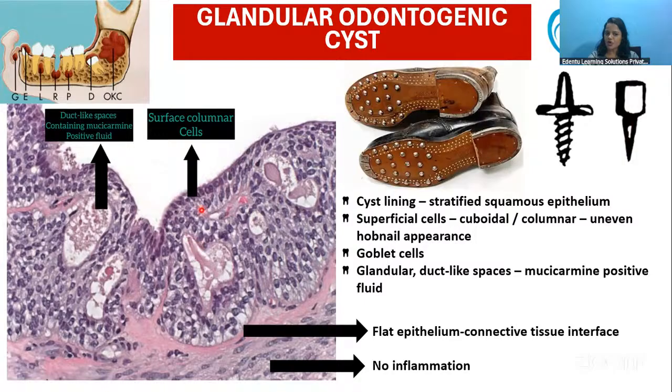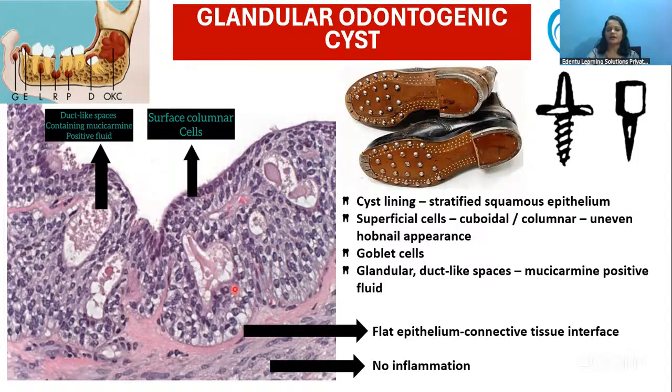In between the hobnails, you will also be able to see goblet cells, and then glandular duct-like spaces in the epithelium, with a pinkish liquid inside. This pinkish liquid will usually be positive for mucicarmine. Such mucicarmine-positive fluid is usually seen in salivary gland tumors, but since it is a glandular odontogenic cyst, it can be seen here also. That's why it's also called sialo-odontogenic cyst.